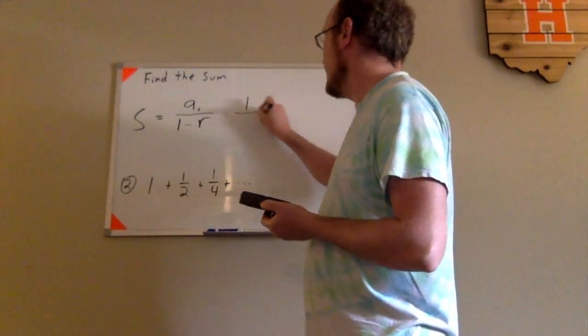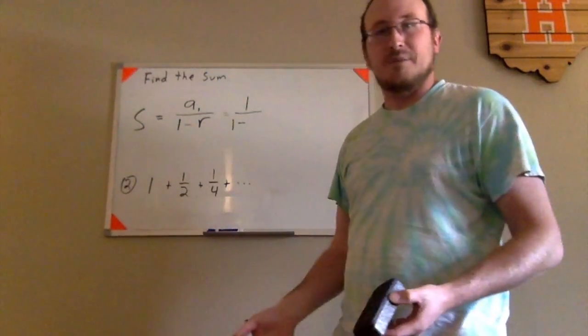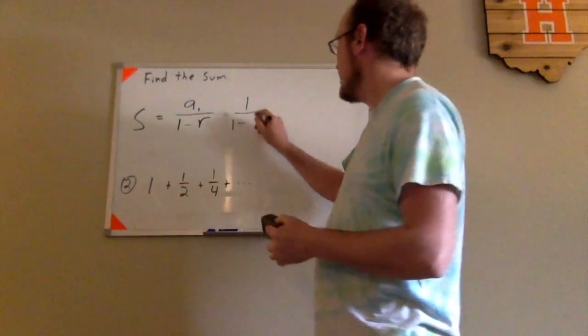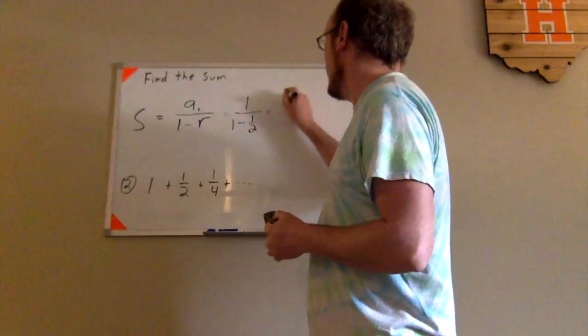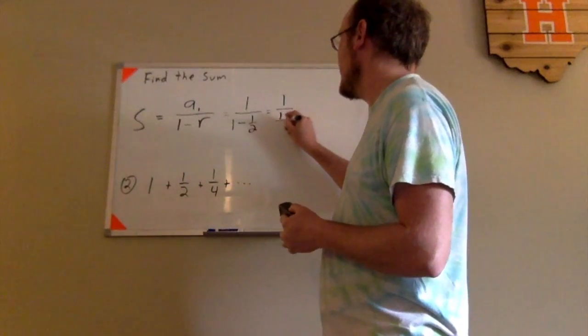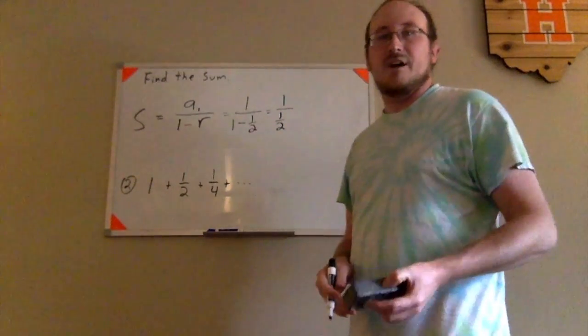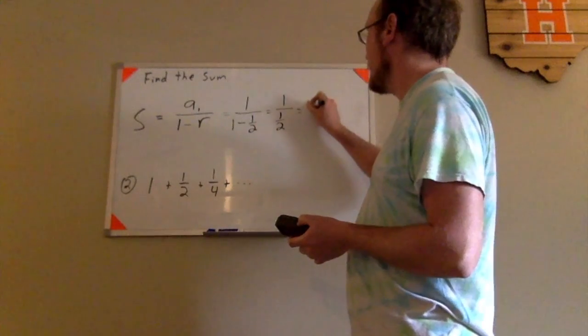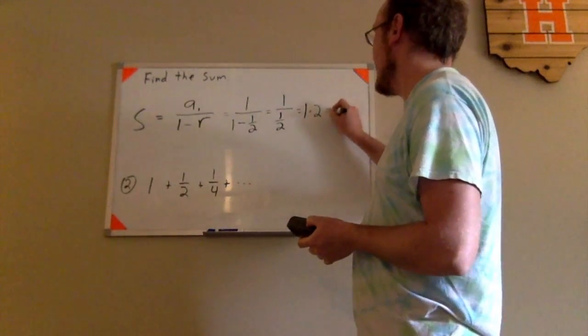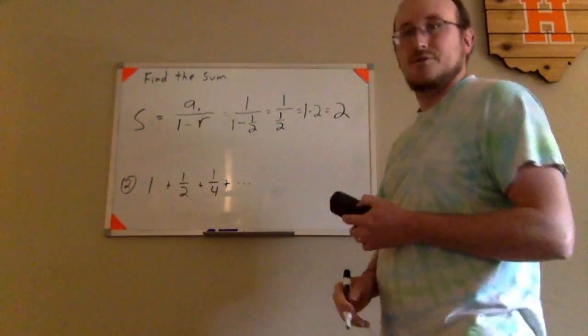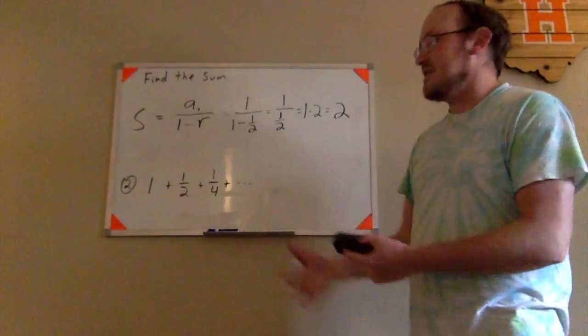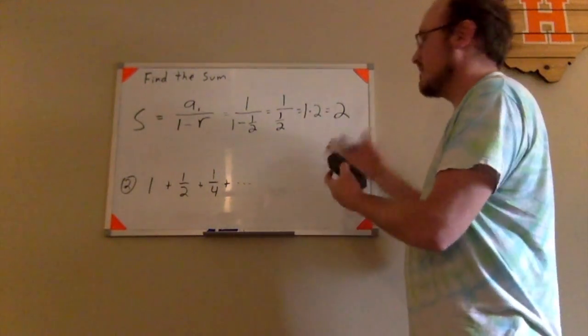So I have 1 over 1 minus, and I just talked about the common ratio. The common ratio was 1/2. So I have 1 over 1 minus 1/2, which is 1/2. 1 divided by 1/2 is the same as multiplying by the reciprocal. The reciprocal of 1/2 is 2. 1 times 2 is 2. So this infinite geometric series will converge to a sum of 2.